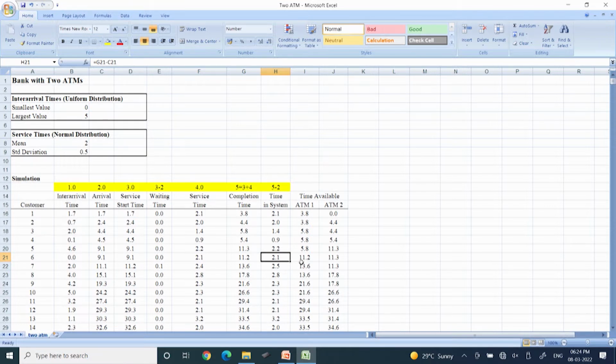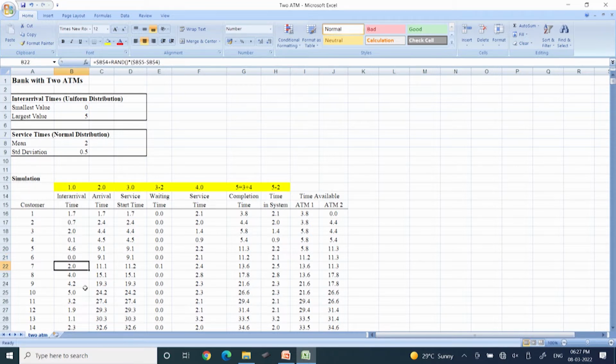Now, how am I updating the time available? I20 is for the 5th customer. If I20 is the minimum of I20 and J20, G21 will be updated, otherwise I20 will be updated. For example, here when we compare 5.8 and 11.3, the 5.8 is minimum. So, for ATM 1 the completion time will be updated from 5.8 to 11.2. The second one, the 11.3, is just carried to the next customer.